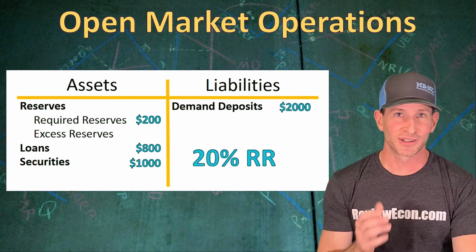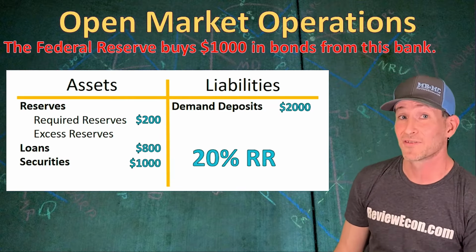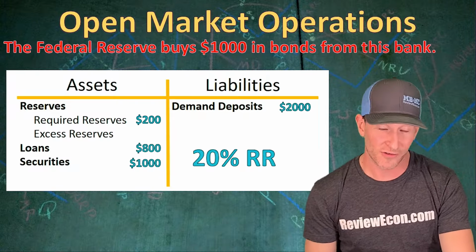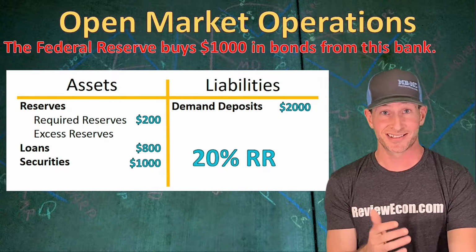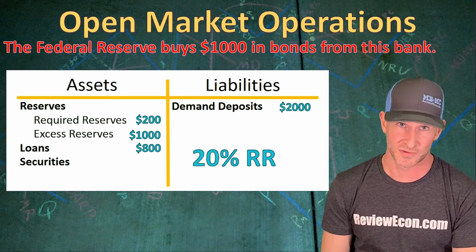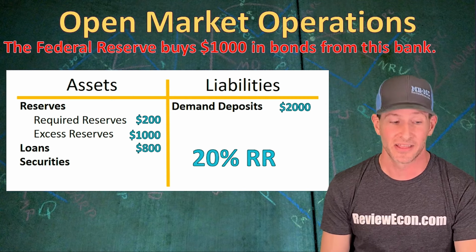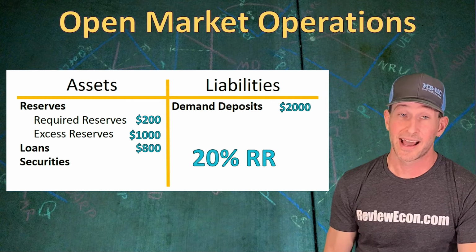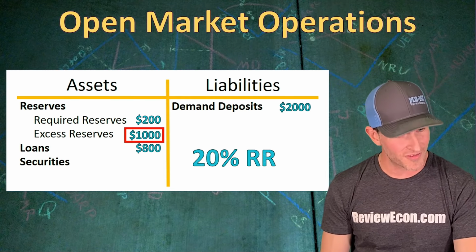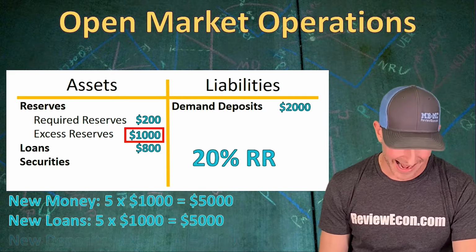Now, one final example, let's say that instead the Federal Reserve buys $1,000 worth of bonds directly from this bank. How will that impact the liabilities and assets? Well, we're going to take $1,000 worth of securities, that's another term for a bond, and that money goes directly into excess reserves. There is no reserve requirement on bonds, and so we're not changing the required reserves. We're going to take that $1,000 worth of excess reserves, multiply it by our multiplier of 5. That gives us $5,000 worth of new money, loans, and deposits.